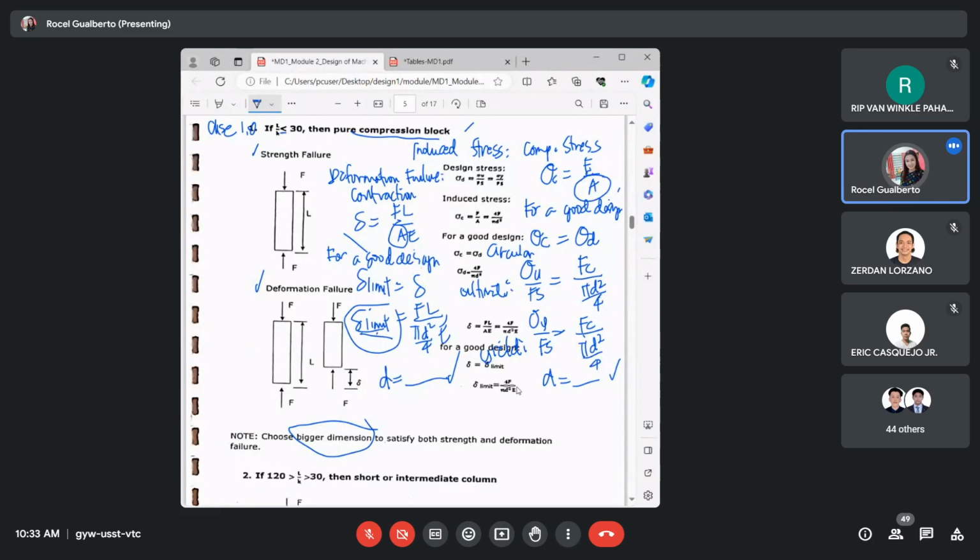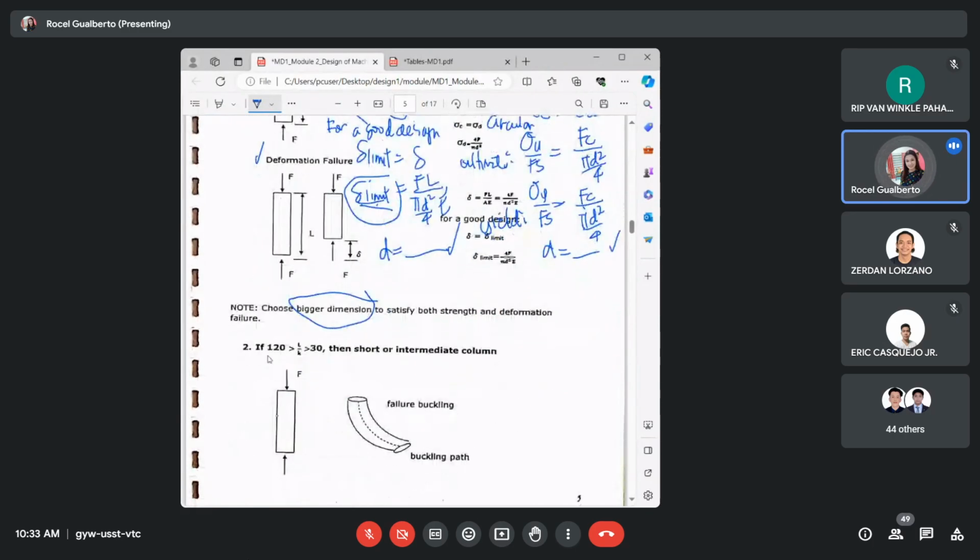The second one. So, ito naman po yung atin na case 2. Ano naman yung case 2? Case 2 is when the slenderness ratio is in between 30 and 120. So, it is greater than 30 but below 120. So, yan po ang tinatawag natin ngayon as the intermediate column. So, ang tawag po sa kanya, it's an intermediate column.